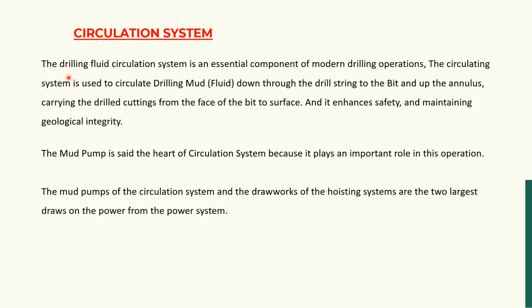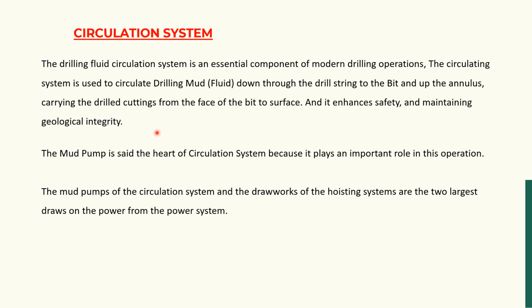Circulation system. The drilling fluid circulation system is an essential component of modern drilling operations. Here we will see why the circulation system is done. The circulating system is used to circulate the drilling mud down through the drill string to the drill bit and up the annulus, carrying the drill cuttings from the face of the bit to surface, and it enhances safety and maintains geological integrity.